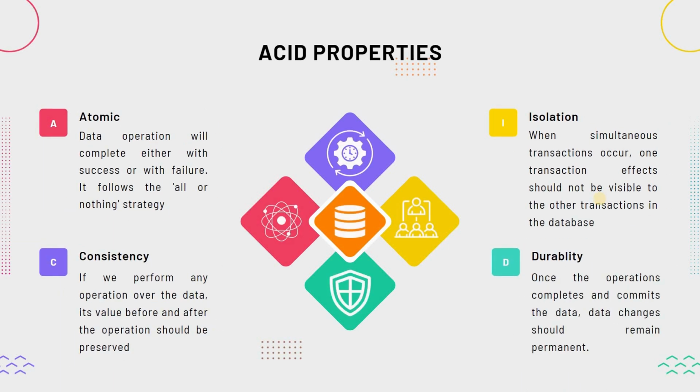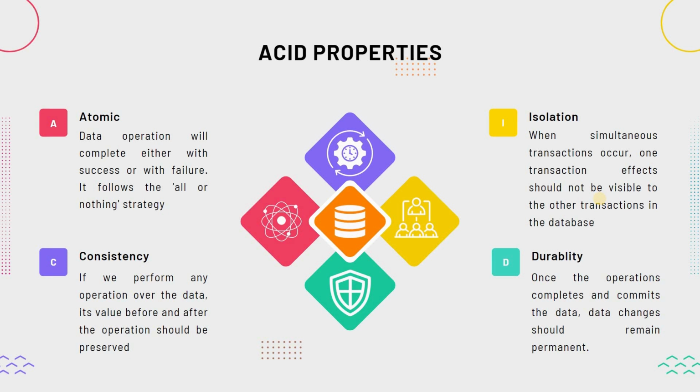Let's understand the ACID properties of a database. ACID is an abbreviation of atomicity, consistency, isolation, and durability. Atomicity states that the data operation will complete either with success or with failure. It follows the all or nothing strategy. Consistency says that if we perform any operation over the data, its value before and after the operation should be preserved.